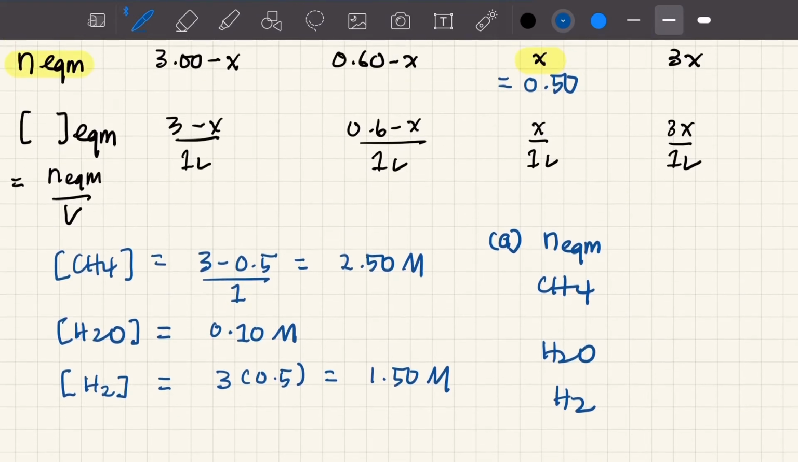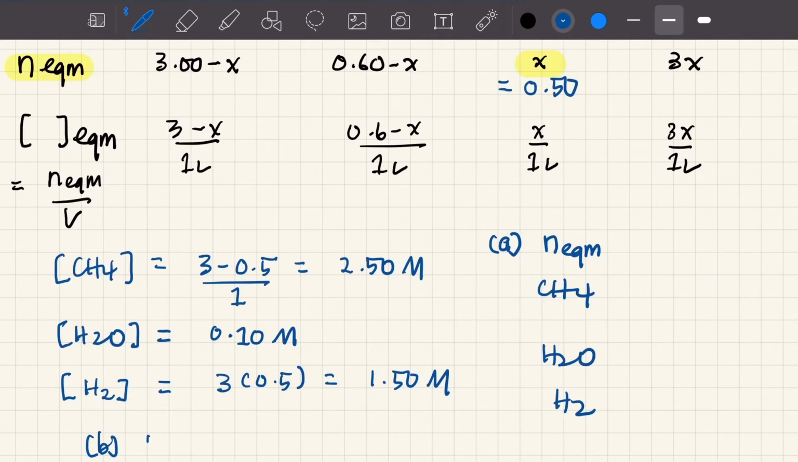Right, and then B, it asks for your Kc expression. So Kc expression macam mana? Kc expression will be H2 to the power of 3 times CO over CH4 and then H2O. Right? So, just masukkan your concentrations that you found and then you will get the answer, which is 6.75. Remember that it has no units.